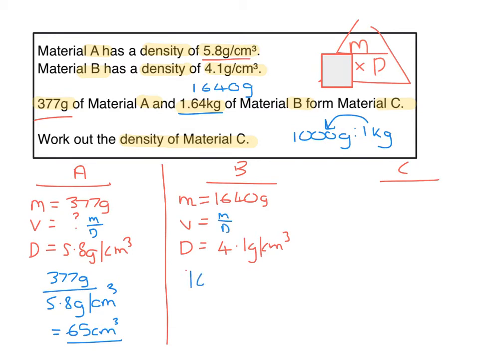So I'm doing 1,640 grams divided by 4.1 grams per centimetre cubed, which is 400 centimetres cubed.